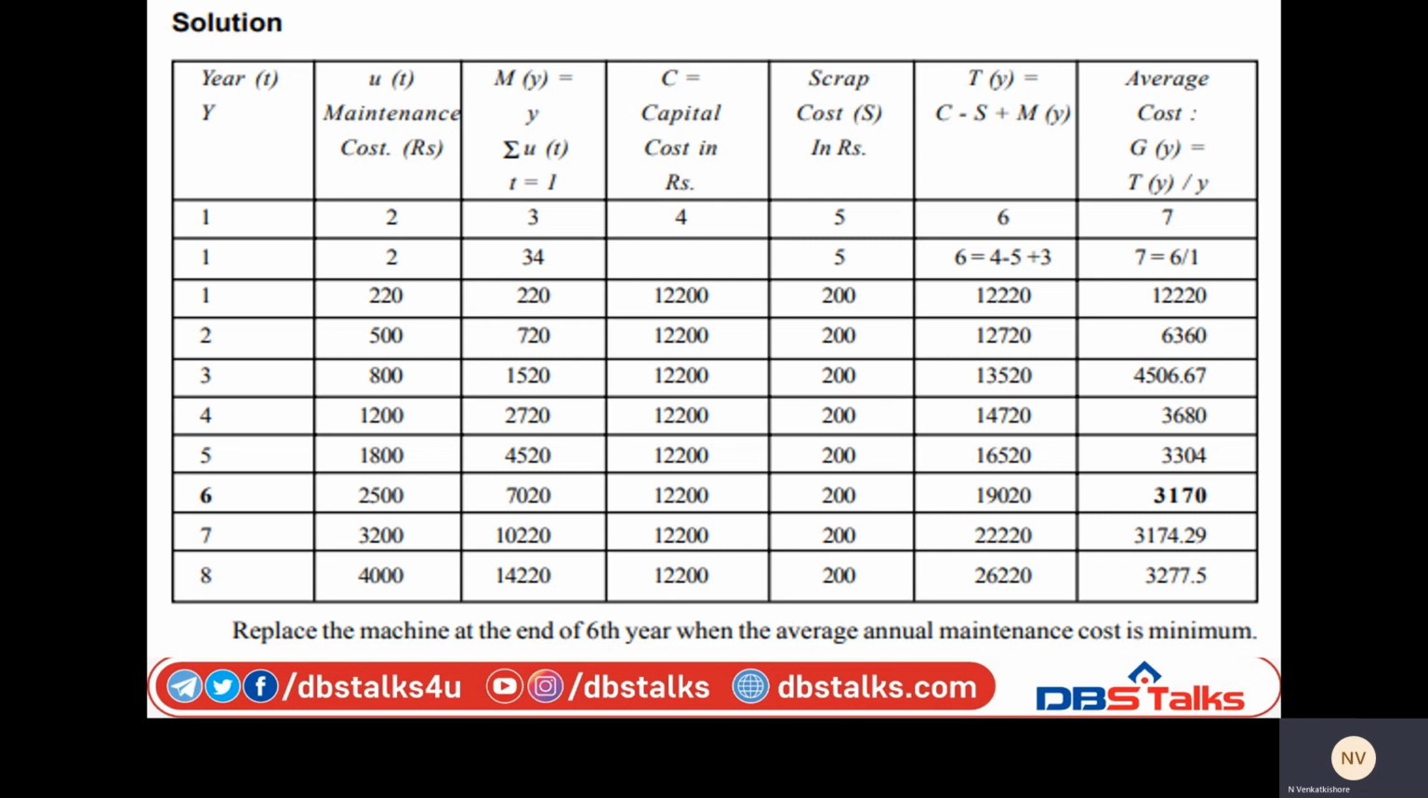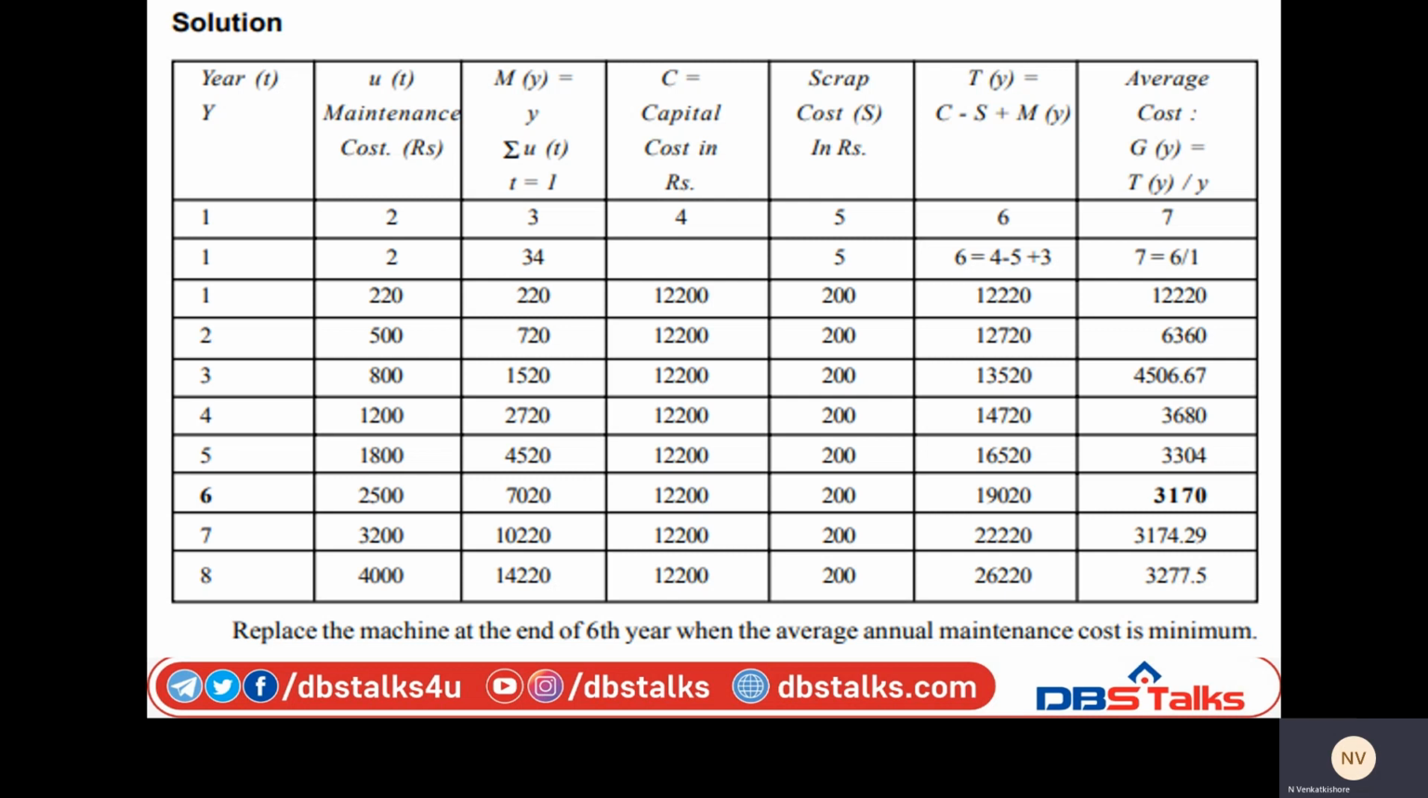So what is the formula? Here what we need to find out is how much cost we have put on the machine for 1 year, 2 years, like that. So the formula is C minus S plus M of Y. C means capital cost, we have to write it. And whatever the scrap value, at any stage the scrap value is 200.